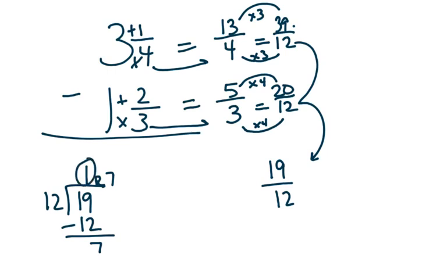Again, your quotient is your whole number. Remainder is your numerator. And your denominator is going to stay the same. So again, I got 1 and 7/12.